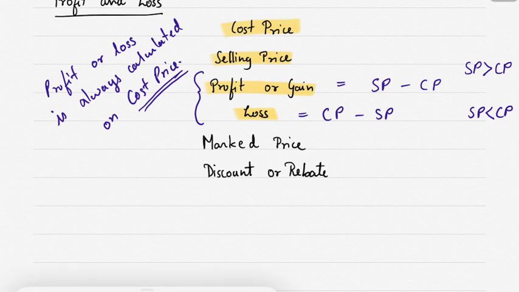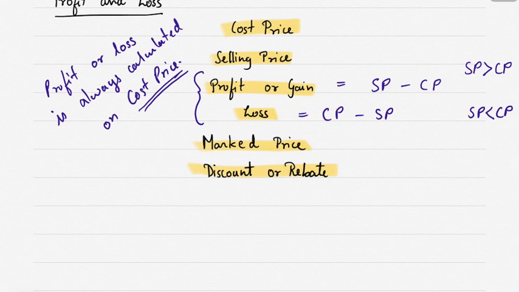Next one, what is marked price? Marked price is also called listed price. This is the price marked as a selling price on an article. Discount or rebate. This is a reduction in price offered on the marked price.